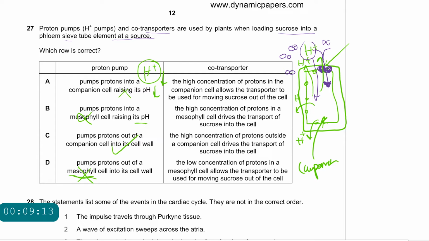The high concentration of protons in the companion cell allows the transporter to be used for moving sucrose out of the cell. Sucrose does not move out of the cell. This is incorrect. The high concentration of protons in a mesophyll cell drives, mesophyll is also incorrect. The high concentration of protons outside a companion cell drives the transport of sucrose into the cell. This is definitely correct. The answer is C.